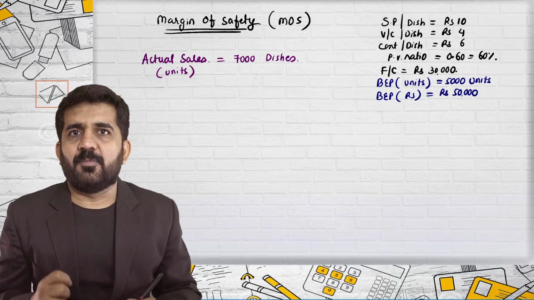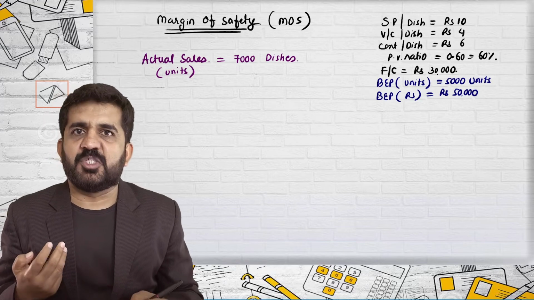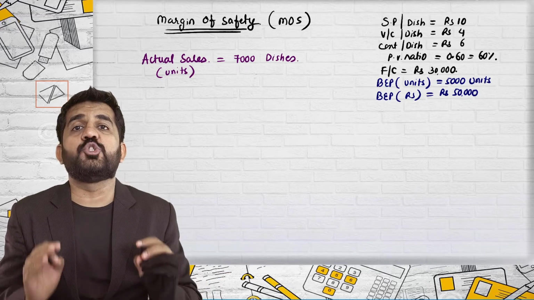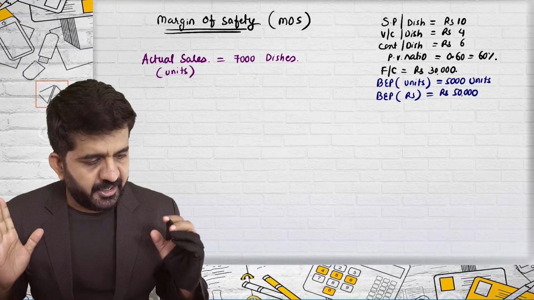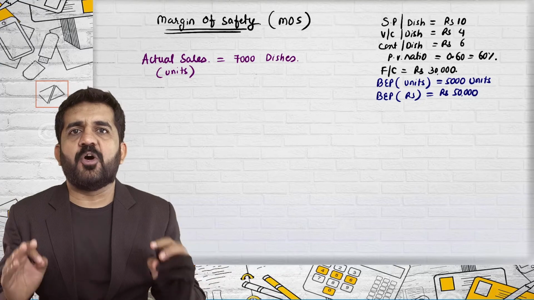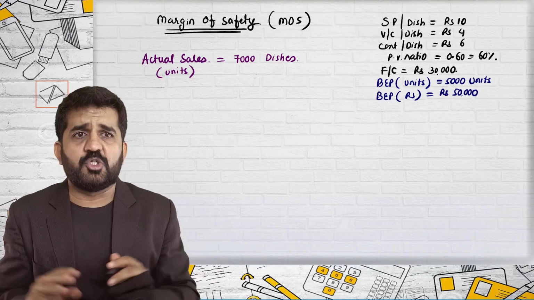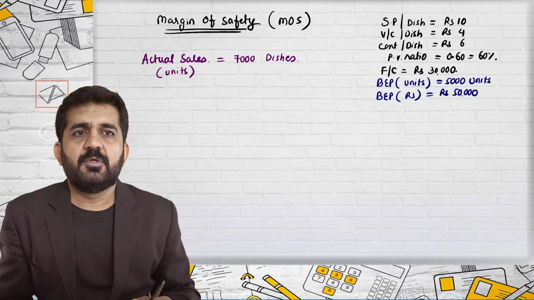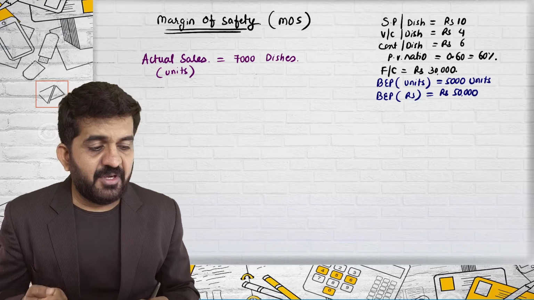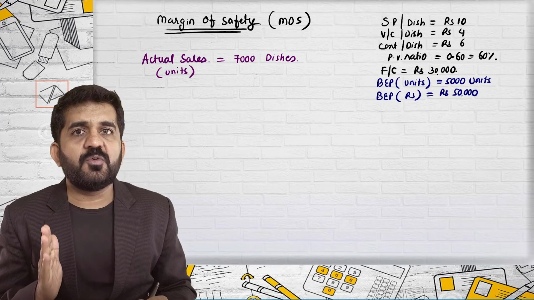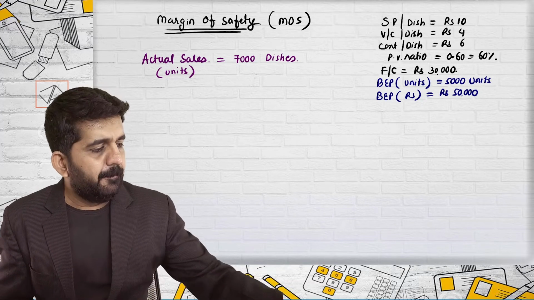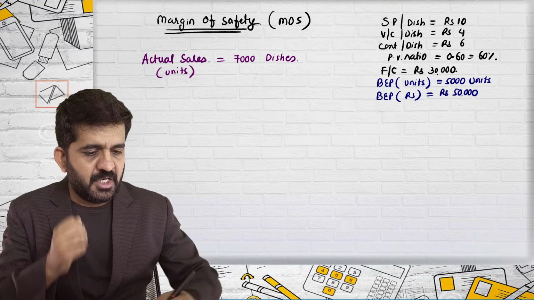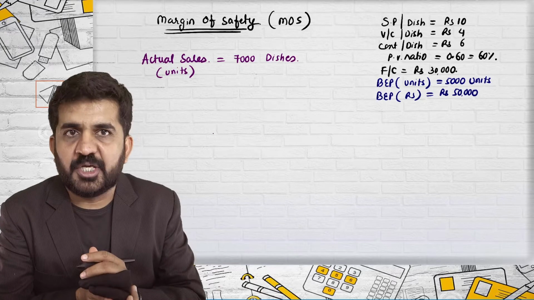So I have found out my break-even point. My break-even point was 5,000 units. I started my business, and in 1 year I actually sold 7,000 units. Can you tell me, will we be having profits or losses? How much profit or how much loss is not important. Profit? Alright, we will be having profit. What is the reason? Because we are selling more than the break-even point. We will be having profits and will not be incurring losses. So my actual sales is 7,000 dishes.